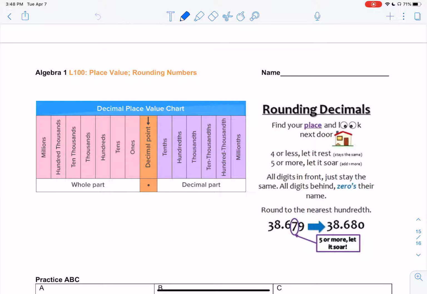Hello, Algebra 1. This is Lesson 100, Place Value and Rounding Numbers. This should be a nice, refreshing course on review material, probably back from starting elementary school.